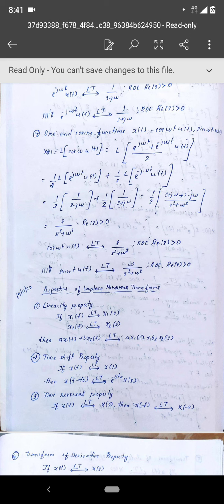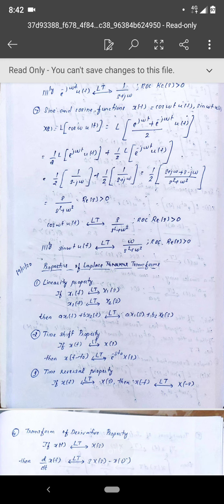And one more thing, proofs are not necessary from the examination point of view. So you just understand, so we rather apply these properties often in all the problems. So from the problem point of view, these are very important.